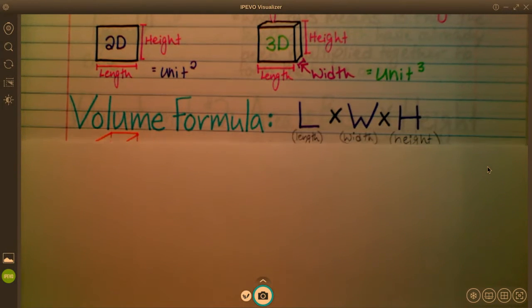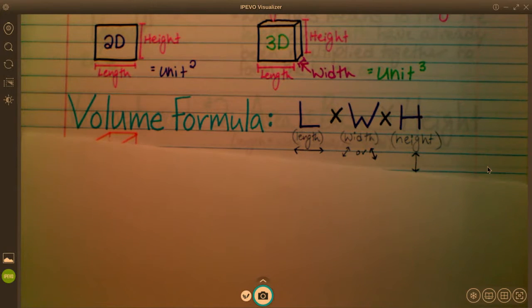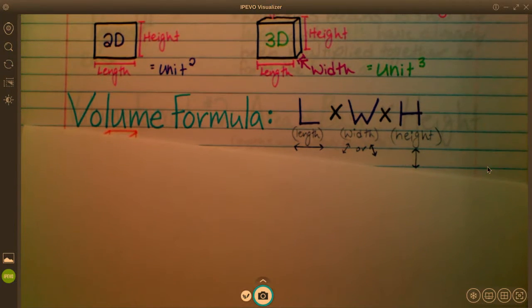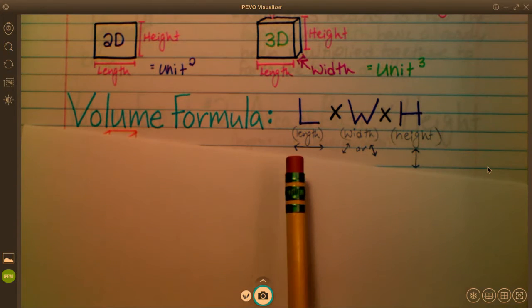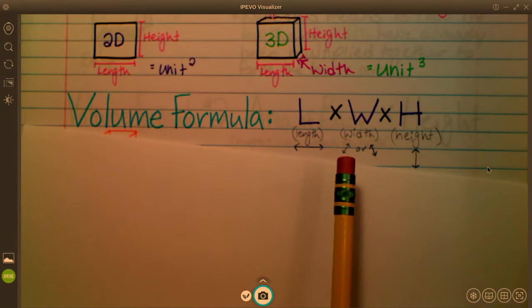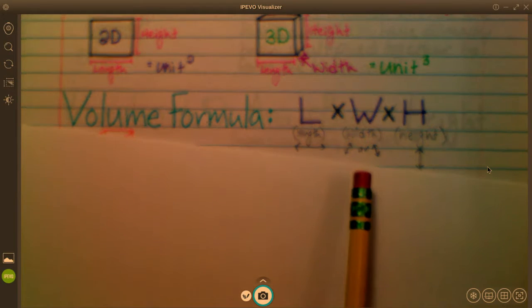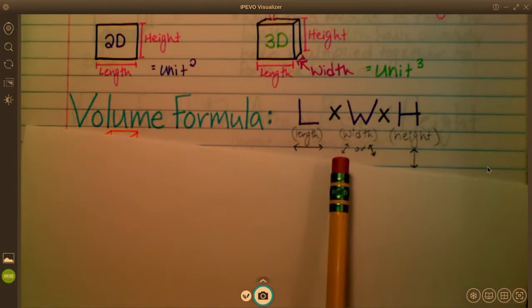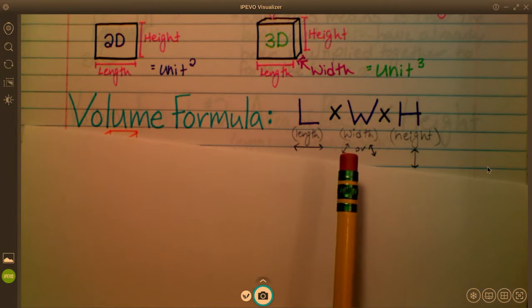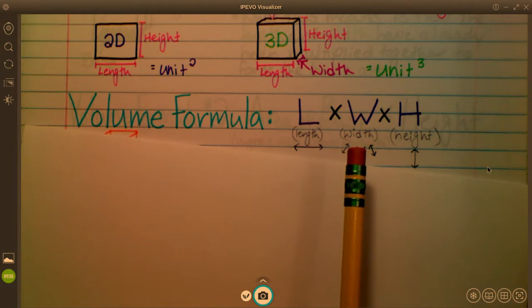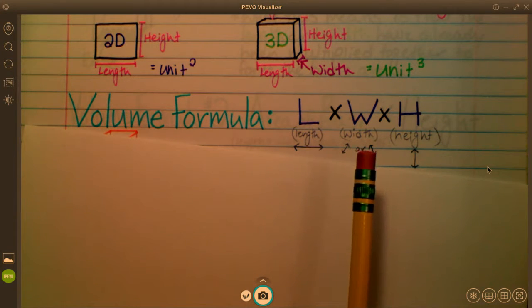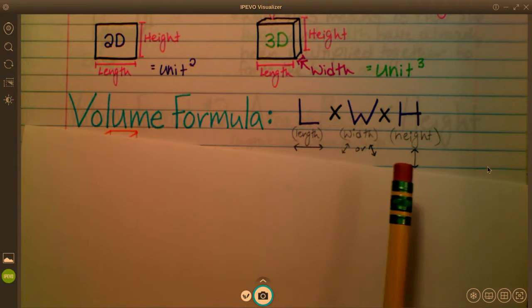Volume formula. Length times width times height. Remember, length goes left to right. Width, that's how thick something is. Remember, it's usually that diagonal line. So I drew one diagonal line slanting up and to the right, and I drew another diagonal line kind of, you could say it's either slanting down and to the right or up and to the left. And then we have our height, which is how tall something is, or its measurement going up and down, top to bottom.